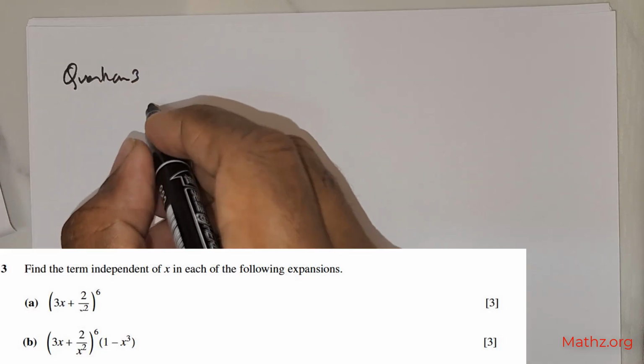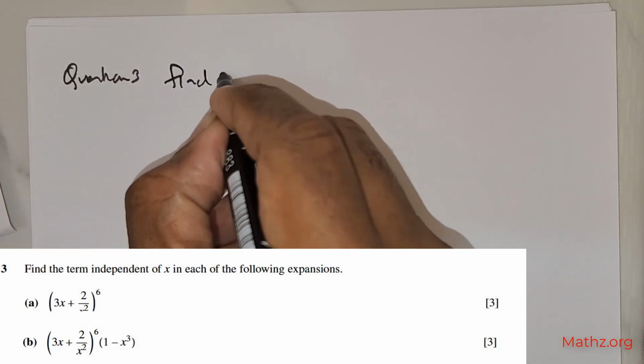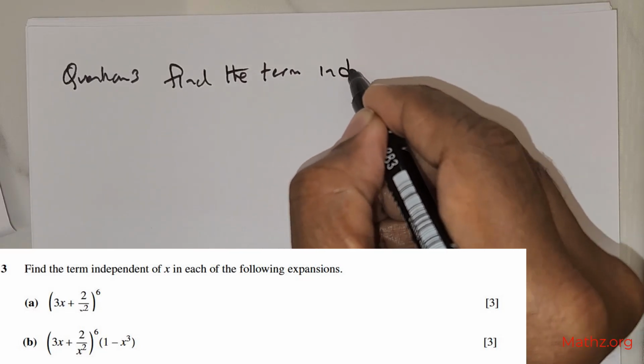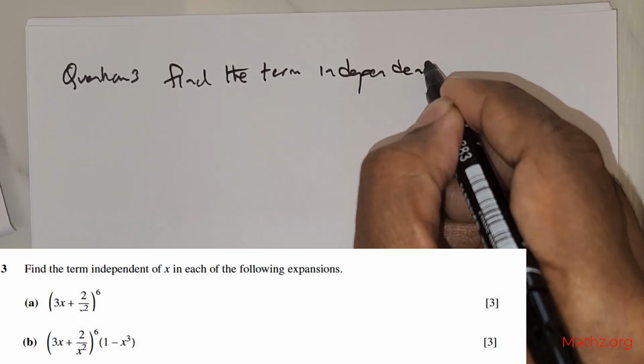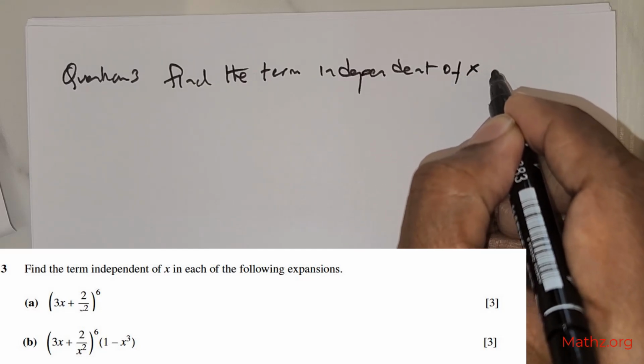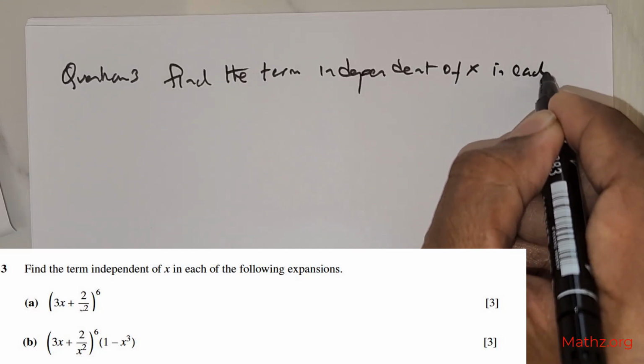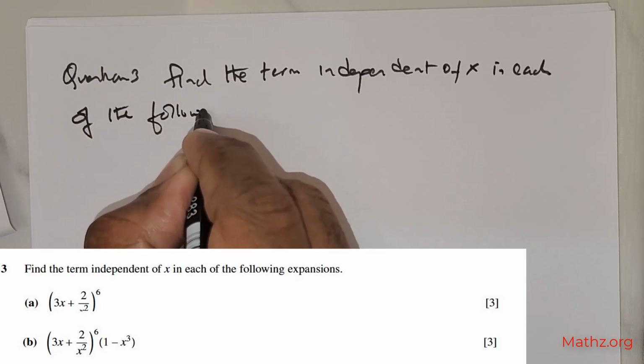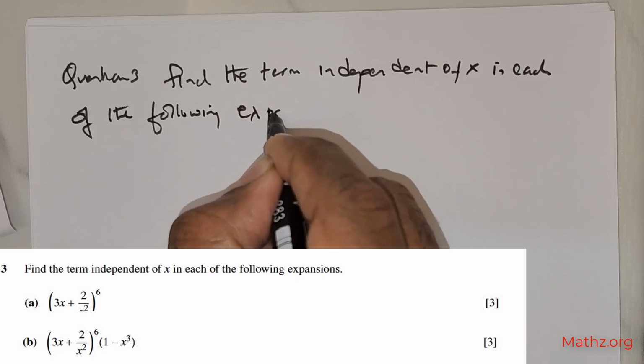Students, this is question number 3. Let me write the question down. Find the term independent of x in each of the following expansions.